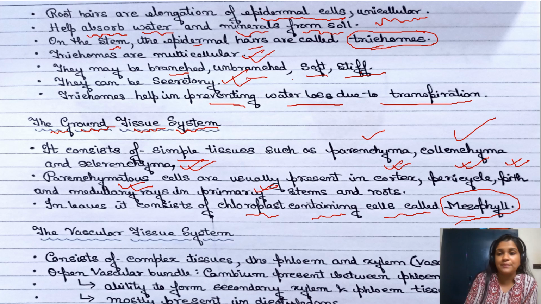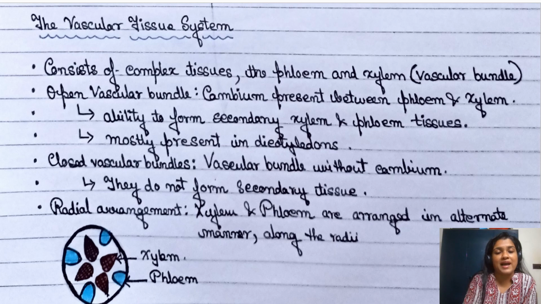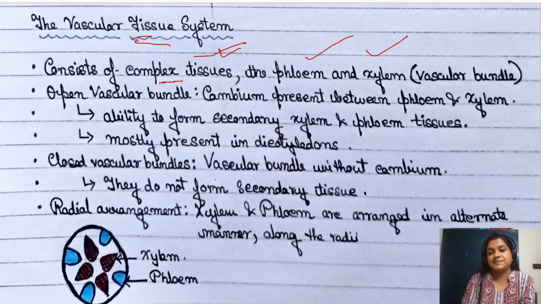Now let us come to the vascular tissue system. Vascular tissue system consists of complex tissues. In the ground tissue system, we learned that it consists of simple tissues. But the vascular tissue system consists of complex tissues. What are those? They are phloem and xylem.